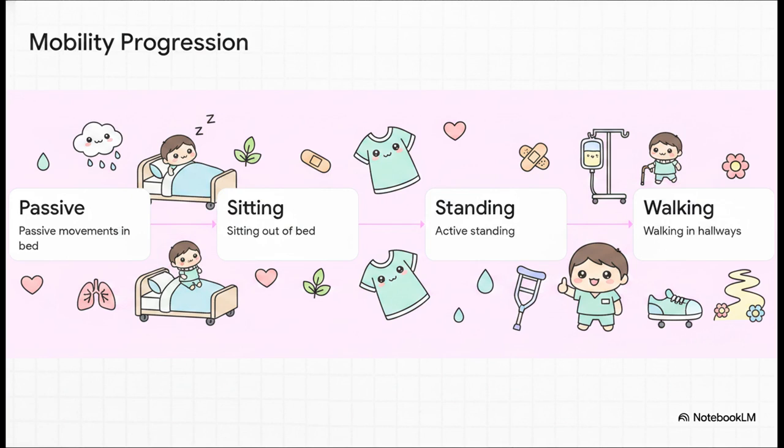Modern ERAS guidelines really hammer home early mobilization. Why? Because it preserves skeletal muscle function, stimulates gastrointestinal motility, and massively reduces bed rest complications, things like deep vein thrombosis, hypostatic pneumonia, and urinary retention. The sequential progression of mobility is the key takeaway here. You transition systematically from passive movements or sitting out of bed on the actual day of surgery, straight to active standing and walking in the hallways on the days that follow.